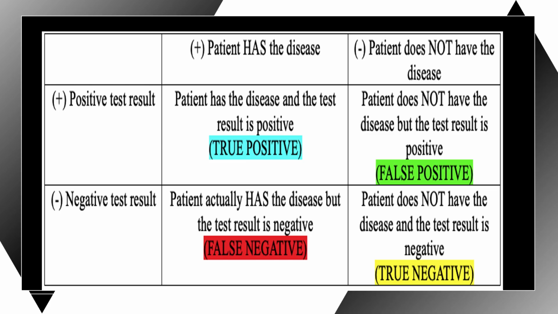And third scenario is false negative. False negative means the person is having the disease but the test result is negative. Even though the person is having the particular disease, this test is falsely giving negative result. So false negative. And the fourth scenario is true negative. True negative means the person is not having disease and this test is also giving negative results. So the person is not having disease and test is also telling he is not having disease. So these are the four scenarios.